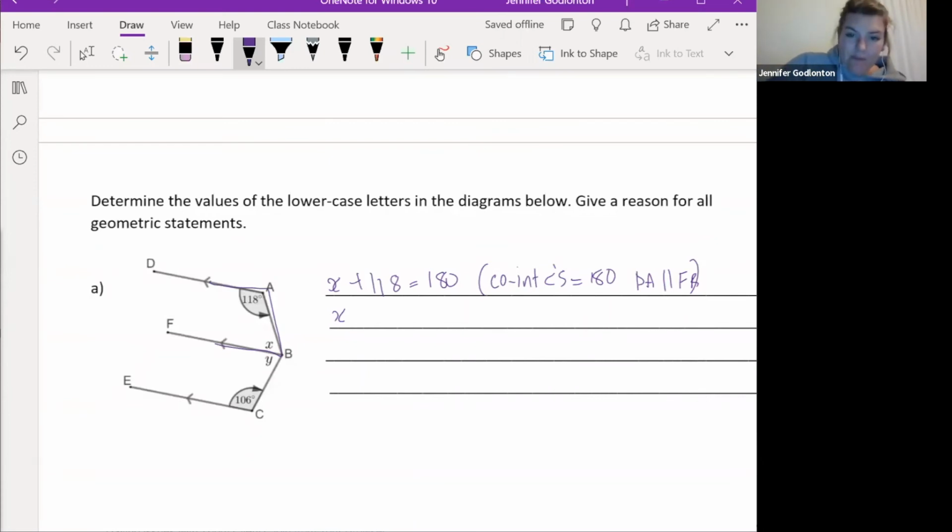X plus 160 equals 180. So we're going to move that over. Oh, I was solving this one. Yeah, please, no, you're good. Okay, so then what would x end up equaling? 62. Perfect. You got there.